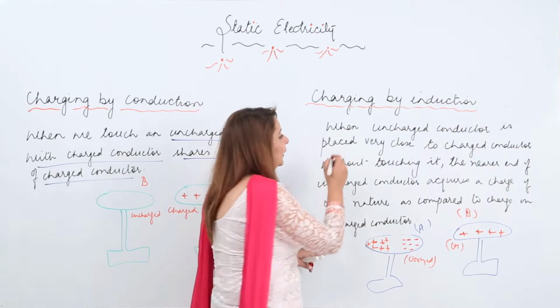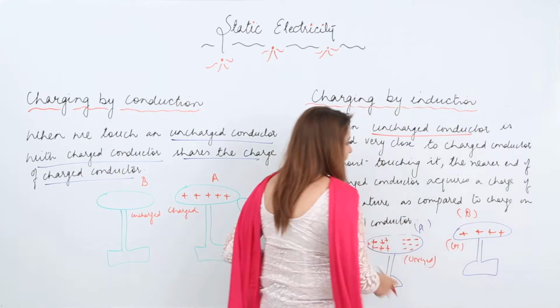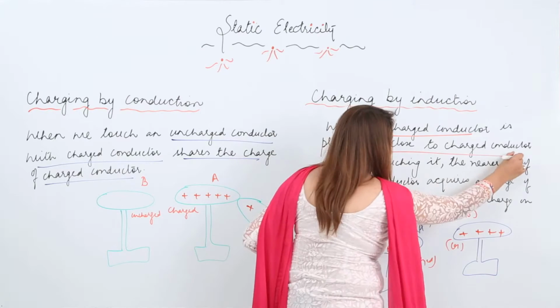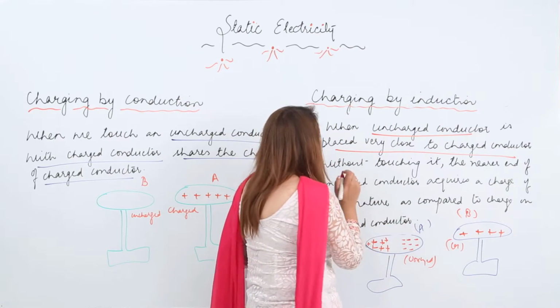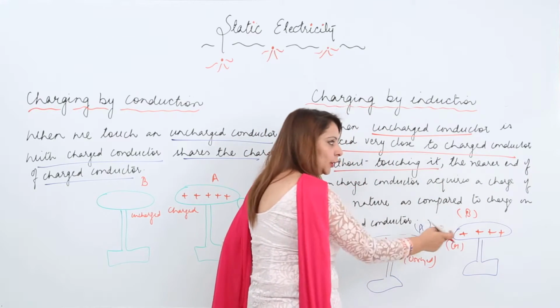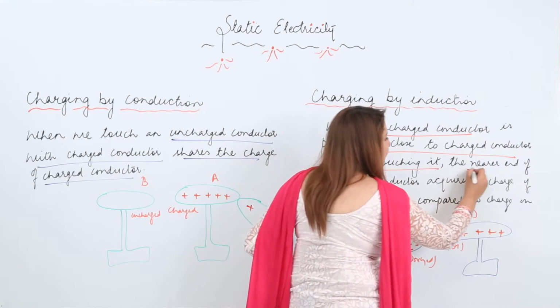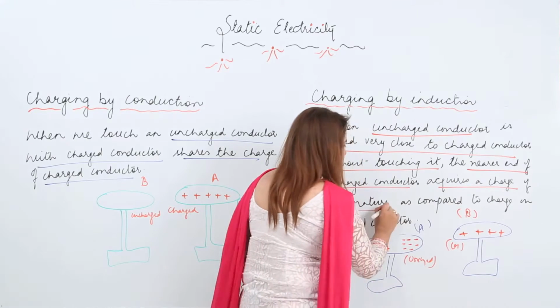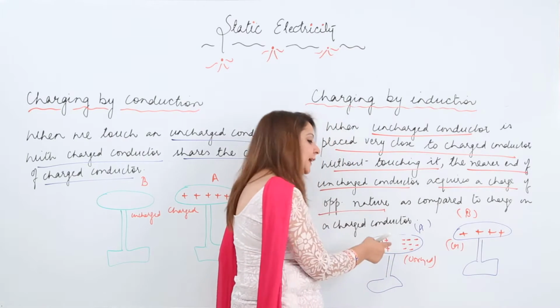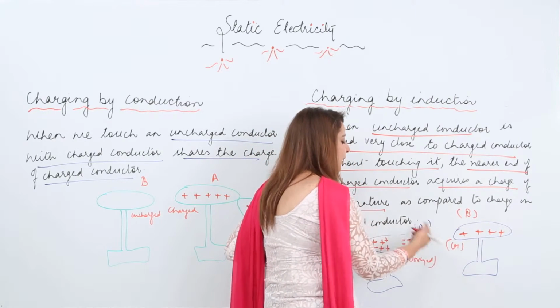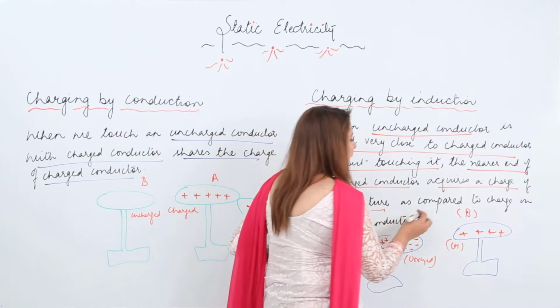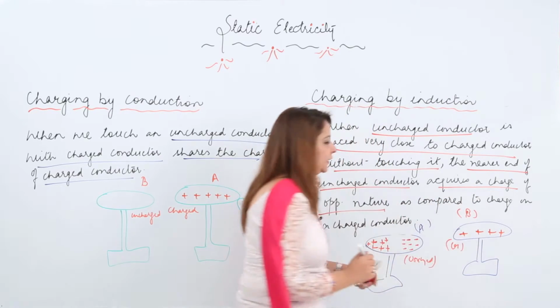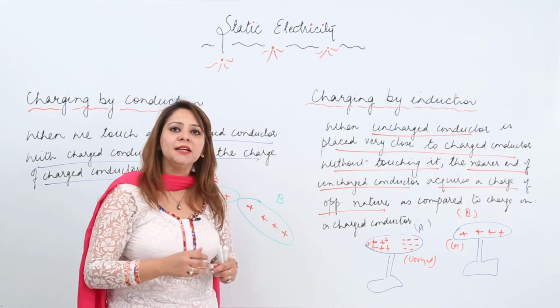So when an uncharged conductor like this is placed close to a charged conductor, without touching it, they are not touching, we say that the nearer end of the uncharged conductor acquires a charge of opposite nature. It was positive, so it has acquired negative. If it had been negative, then it would have been positive, as compared to the charge on the charged conductor. So this is charging by induction.